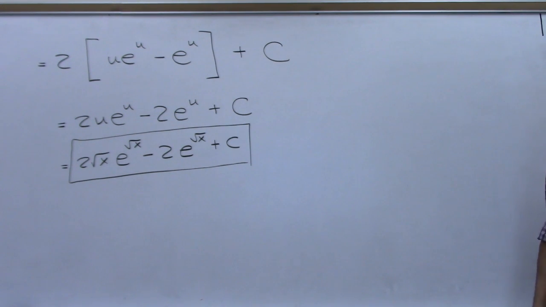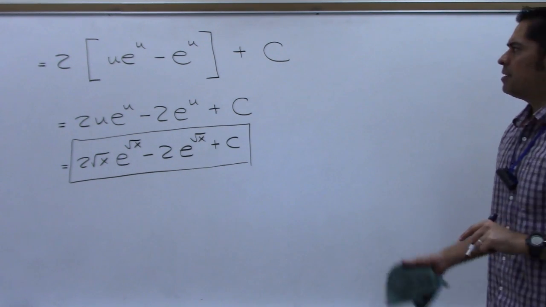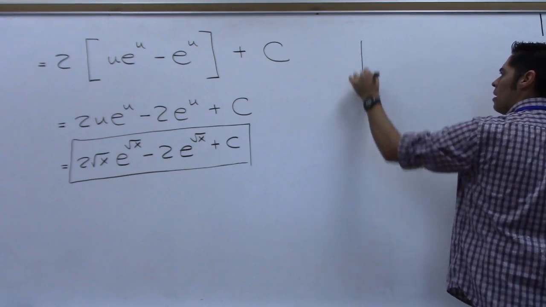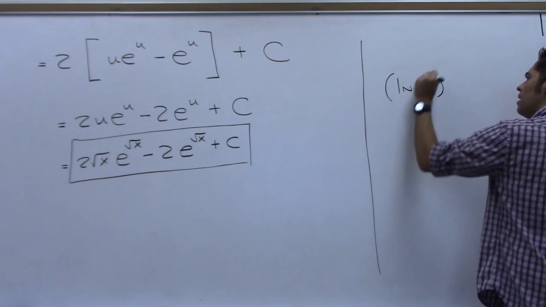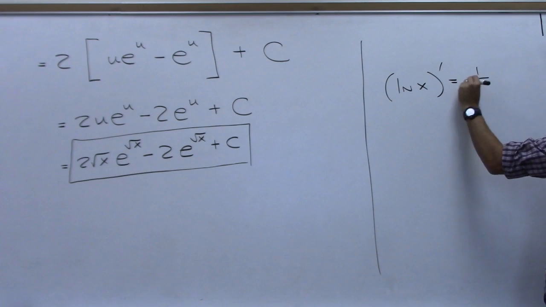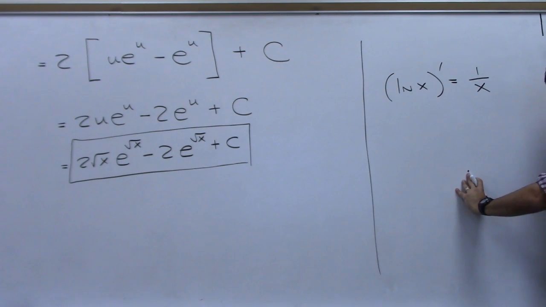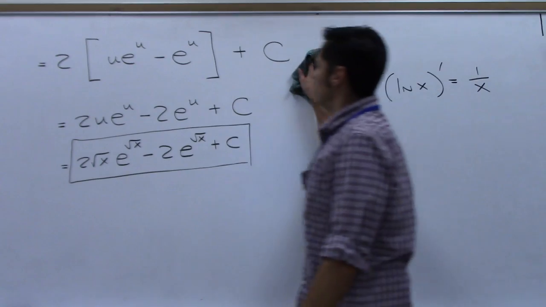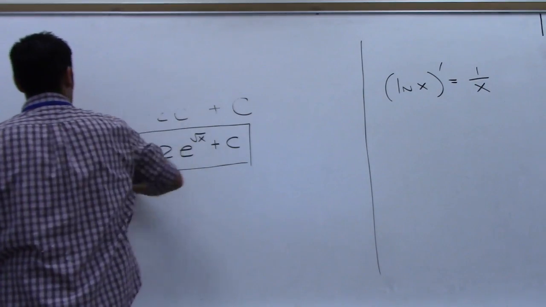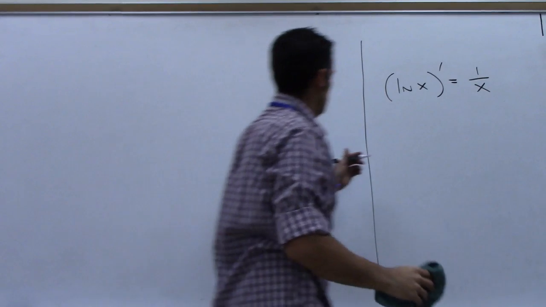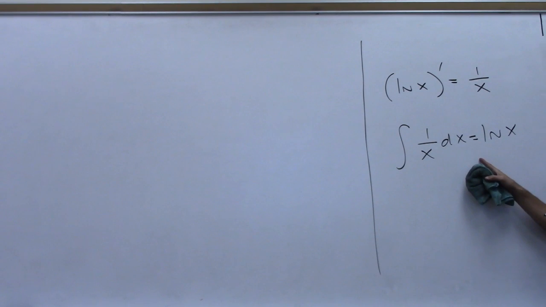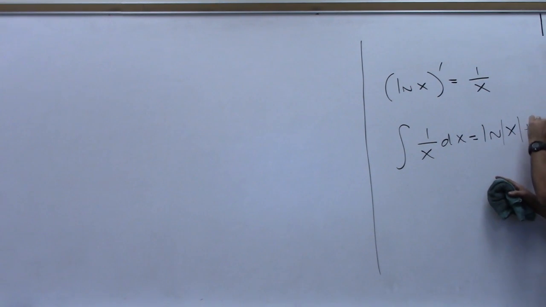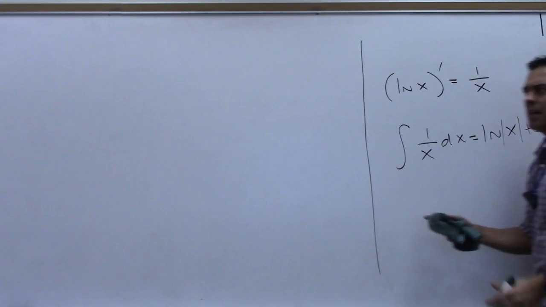All right, I'd like to see if you can do one on your own. You can help each other out. But remember from Cal 1, if you had the natural log of x, the derivative of it was what? 1 over x. I wonder what its antiderivative is. That's true, right? And we usually use absolute value plus c. So this is the relationship here, but that's not what I'm asking.